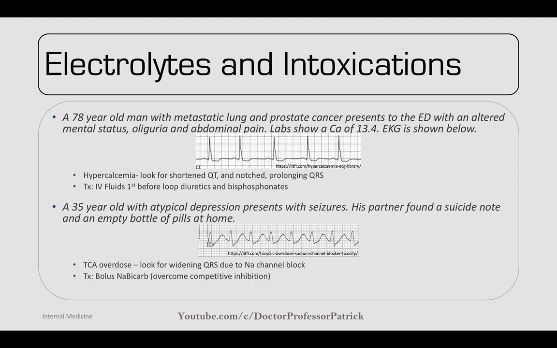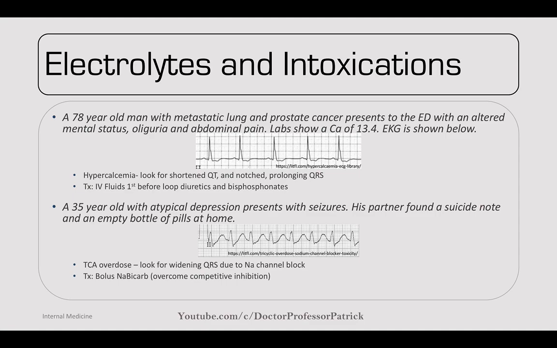So now we're going to move on into calcium. We've got a 78-year-old man with metastatic lung and prostate cancer going to the ED with an altered mental status, oliguria, and abdominal pain. Labs show a calcium of 13.4, and EKG is shown below. In hypercalcemia, look for a shortened QTC and then a notched prolonged QRS, as you can see above. Your first treatment option always is going to be fluids to dilute all the extra calcium. And then diuretics and bisphosphonates are going to be a long-term option to get rid of the extra calcium from the body and try and keep the calcium within the bones if it's somebody with metastatic cancer.